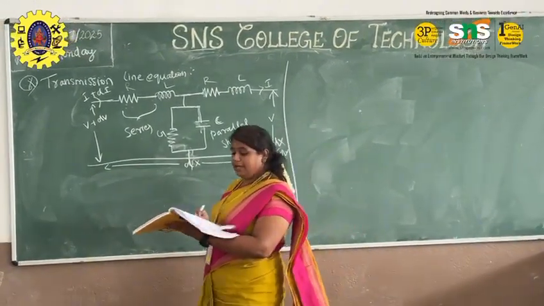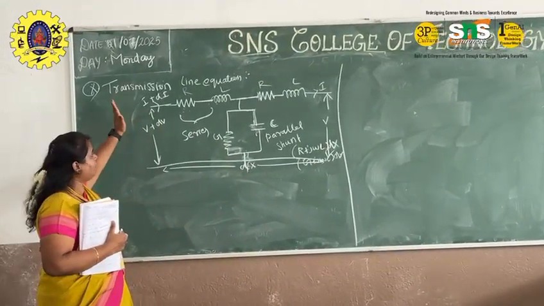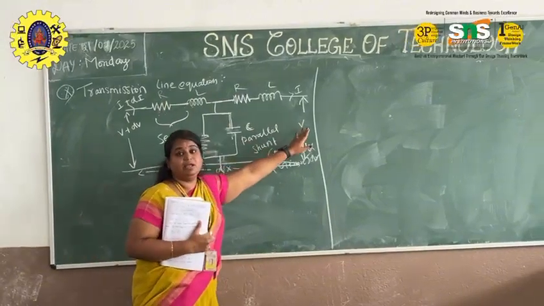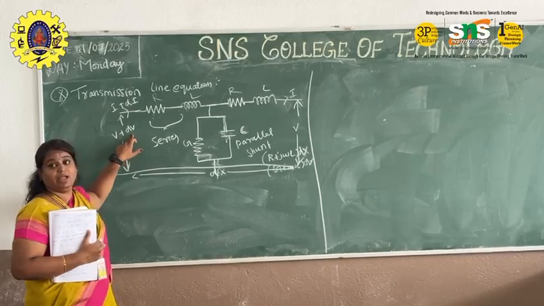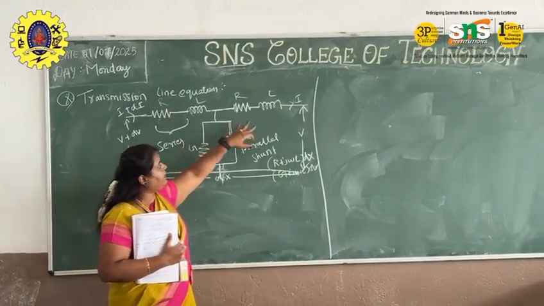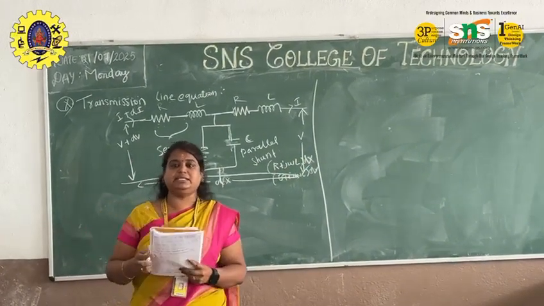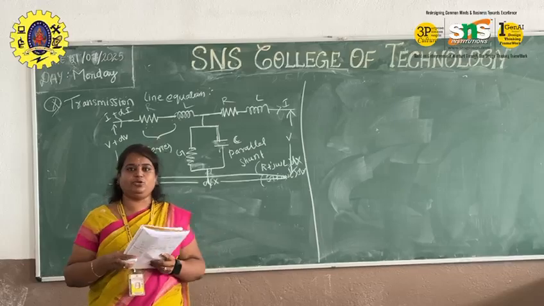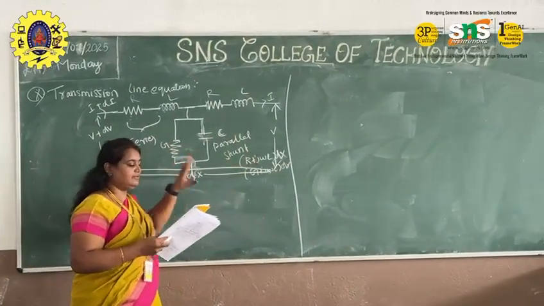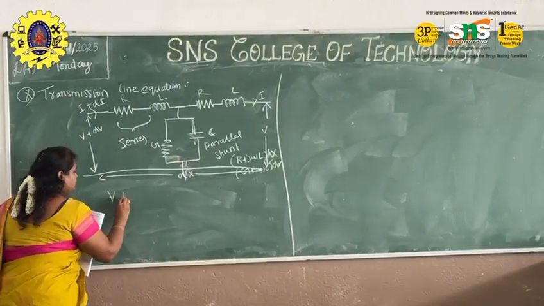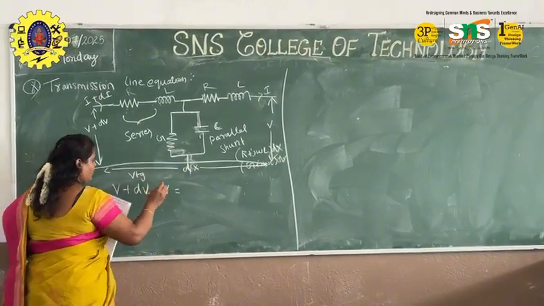Next, in this diagram I have modified it. This is the sending end and this is the receiving end. At the sending end I have taken the voltage V plus dV and the current I plus dI, and at the receiving end the current is I and the voltage is V. Now we take the voltage drop across the series impedance of the small section, that is the potential difference between the sending and the receiving end. So this is for voltage.